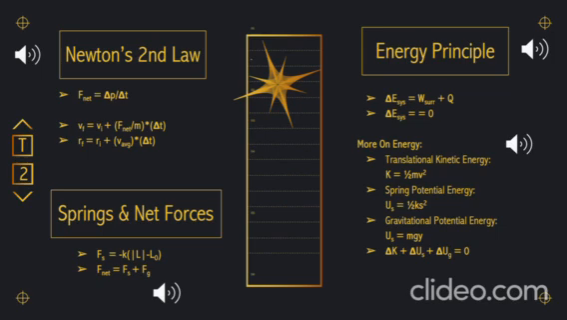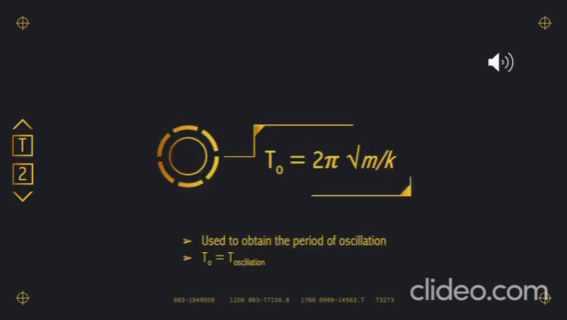Since the spring was present, we used spring force, and we also used the force of gravity present, and we combined these to give us our net force. Below is a formula that claims that T oscillation equals 2 pi square root of mass over K, and this is used to obtain the period of oscillation.